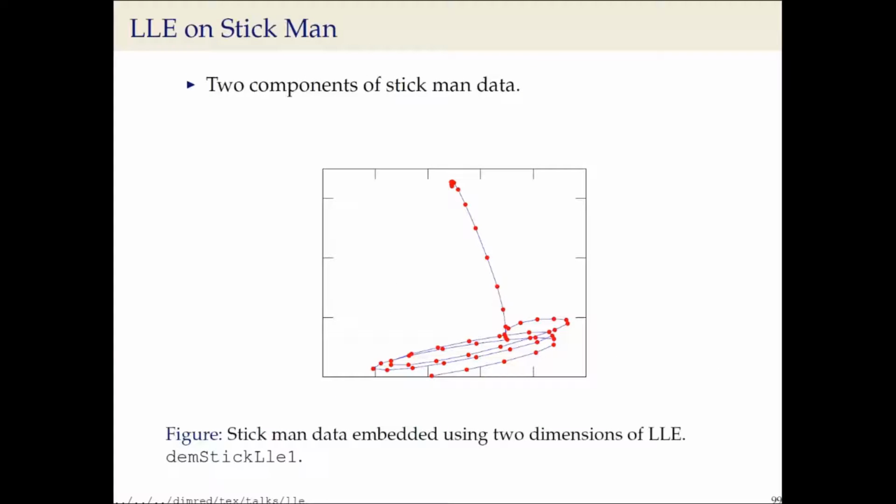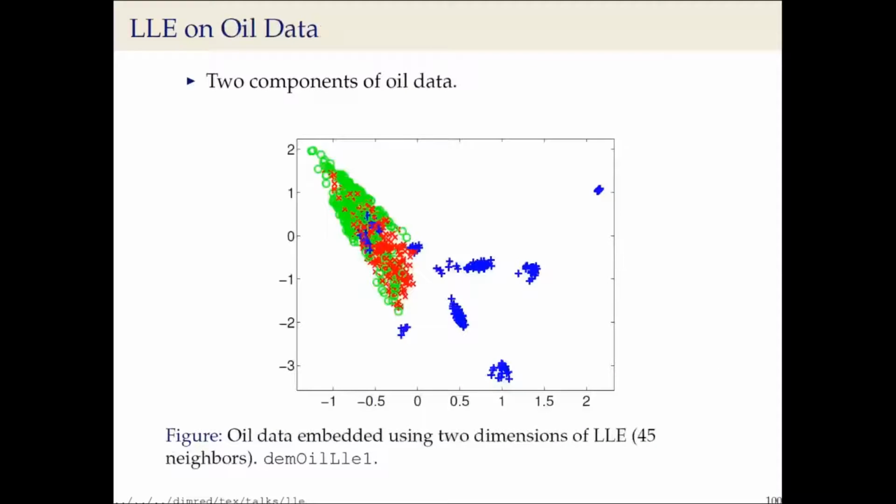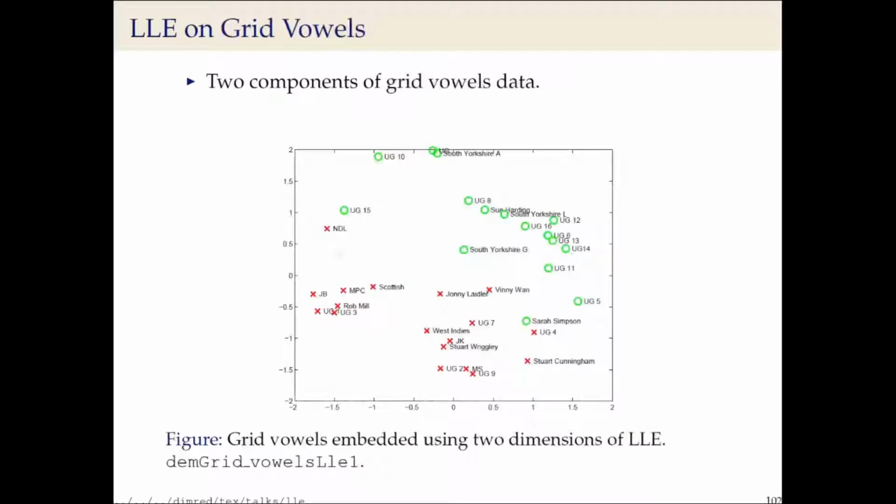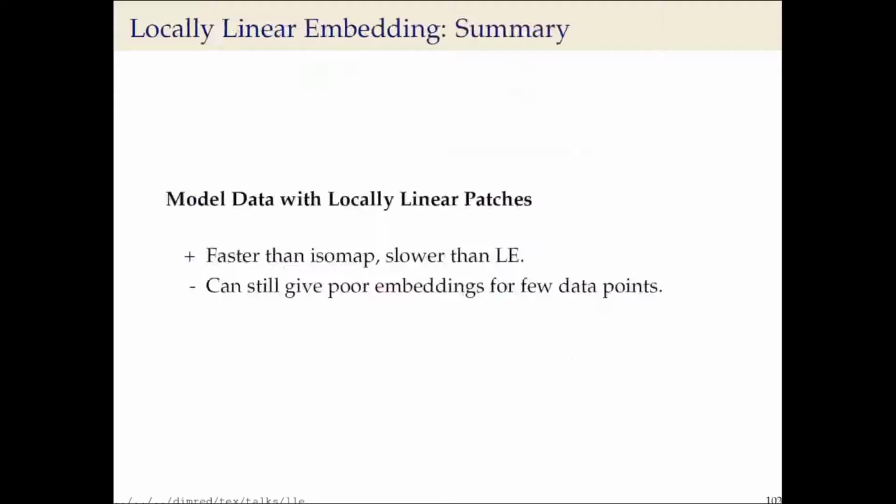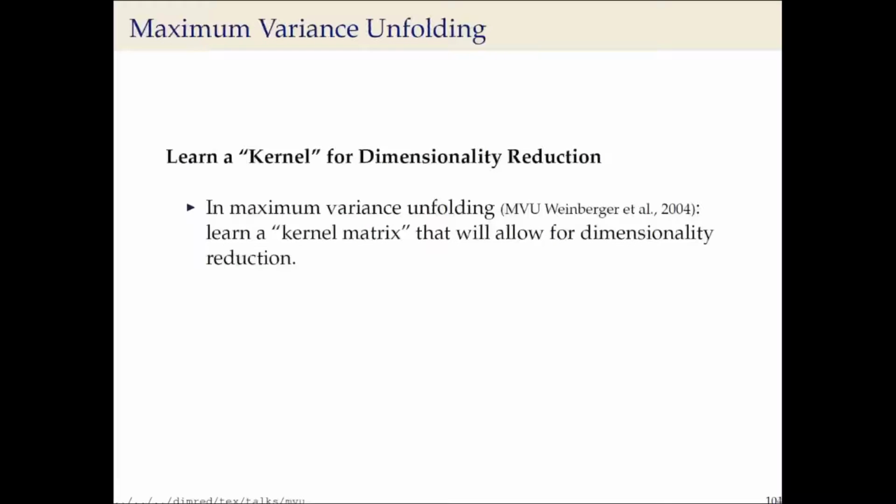These are visualizations with LLE. It doesn't do such a good job on these things. Just as I think LLE has particular... I would use isomap, or I would use Laplacian eigenmaps, depending on the scale of my data set. It's faster than isomap, but it's slower than Laplacian eigenmaps. But it can still give quite poor embeddings when you've got a few data points.